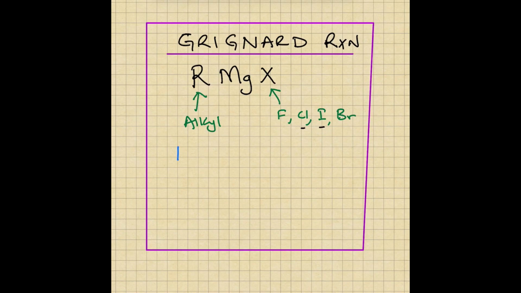Another example is phenyl magnesium, let's say fluoride. And in that case, you cleave the carbon magnesium bond, and therefore you end up generating the minus charge on that carbon. So that becomes a very good nucleophile.